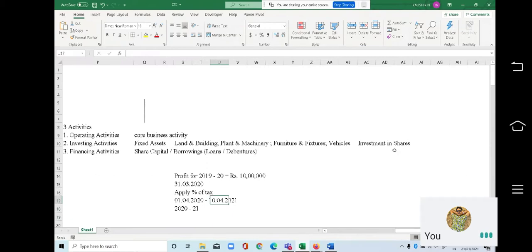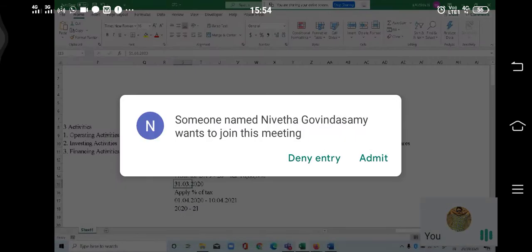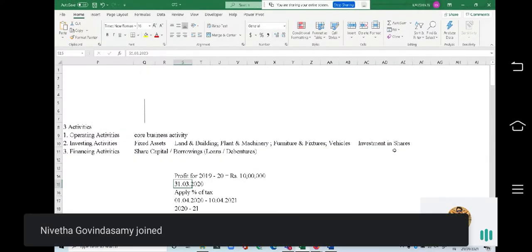2020-2021, ma. What I'm saying is I will be deriving the profit for this financial year 1920 by this particular date, 31/3/20, the last date of that financial year. And then only I'll apply. Okay. Yes, ma.